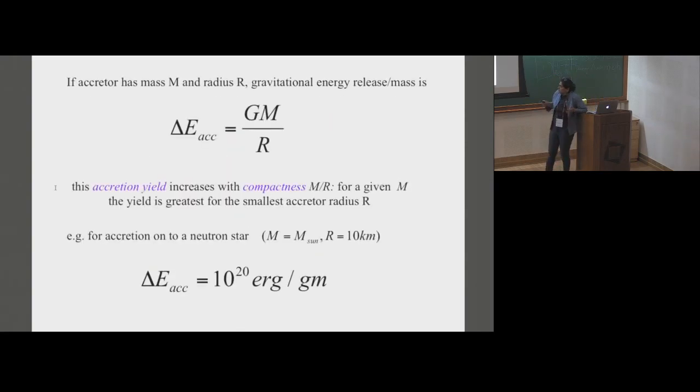The way the macro model, if you will, works is that if you have any accretor of mass M and size scale or radius R, then the energy released per unit mass, delta E accretion, is just GM over R. And you can see immediately that this is the energy that can be tapped by the accretion process. It increases with the compactness of the source, right, for a given mass. And obviously, it's the greatest for the smallest accretor scales. So for example, if you look at accretion onto a neutron star where you have roughly a solar mass and a radius of 10 kilometers, then the energies that we're talking about are 10 to the 20 ergs per gram or so.